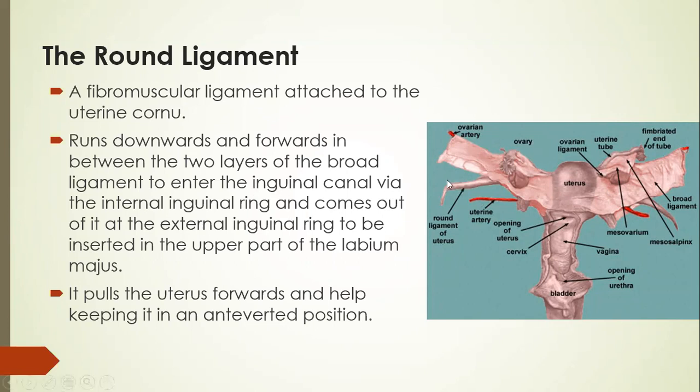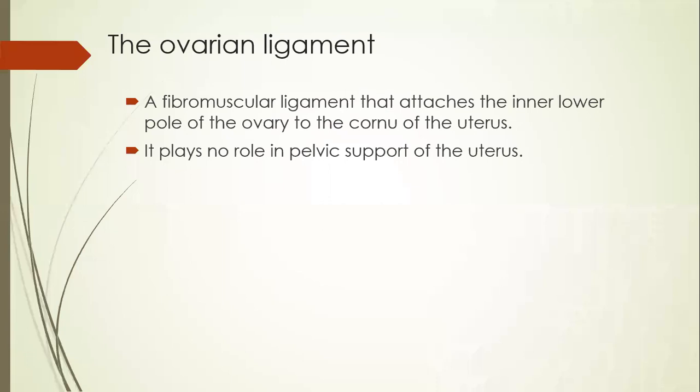So this round ligament enters through the internal inguinal ring and comes out through the external inguinal ring to be inserted in the upper part of the labium majus. So from the labium majus up to the uterus, this is connected by the round ligament. It pulls the uterus forwards and helps keep it in the anteverted position. So this ligament will be pulling forwards and it will keep the uterus bent forwards. That is the anteverted position.